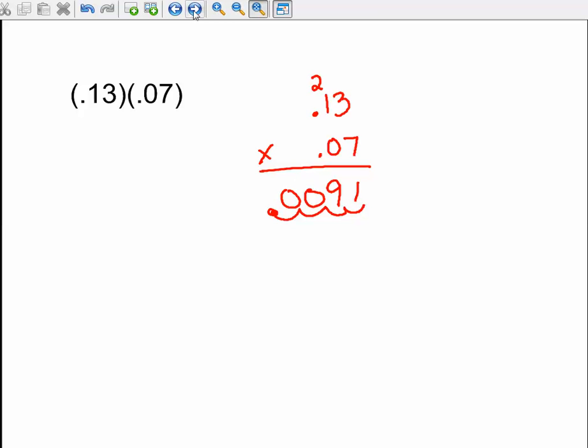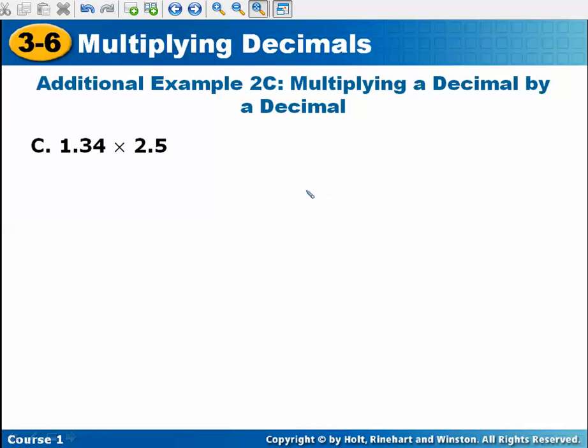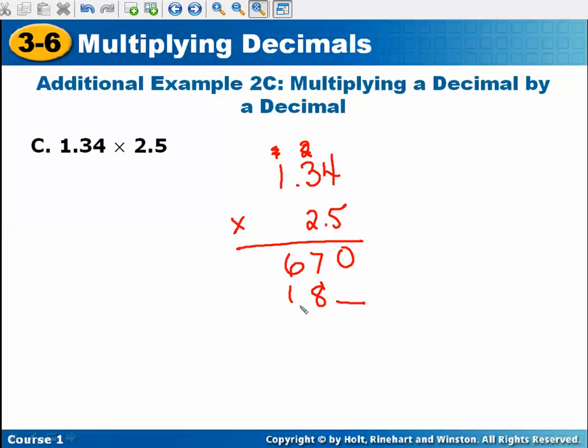Let's look at one more example. So I have 1.34 times 2.5. 4 times 5 is 20. 5 times 3 is 15, plus 2 is 17. 5 times 1 is 5, plus 1 is 6. Placeholder. Cross these out. 4 times 2 is 8. 3 times 2 is 6. 2 times 1 is 2.